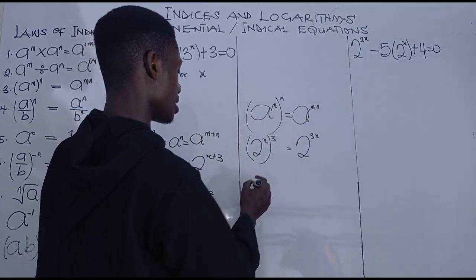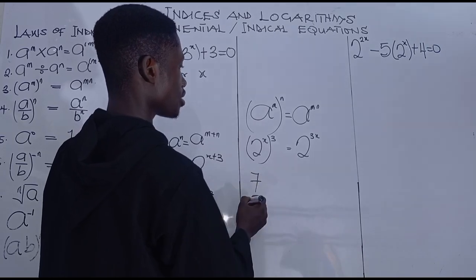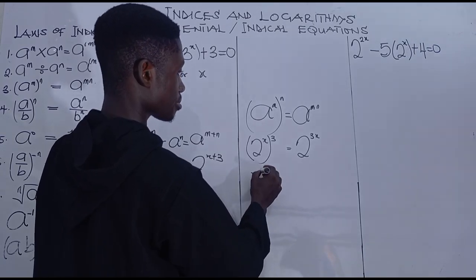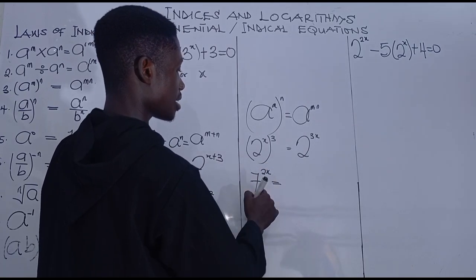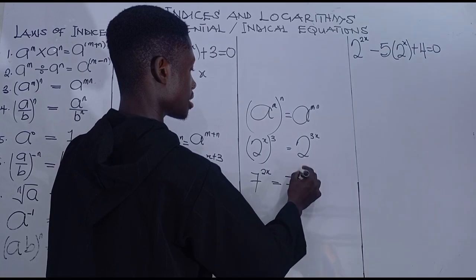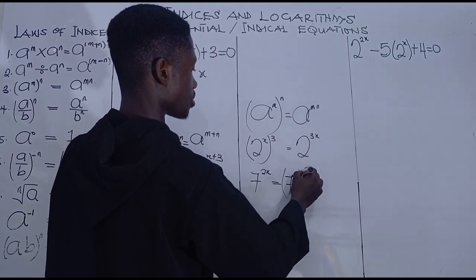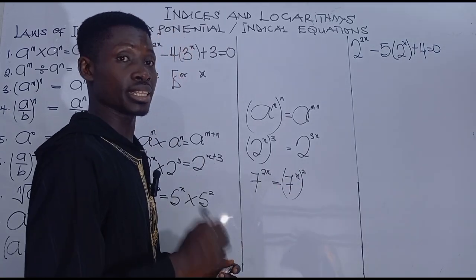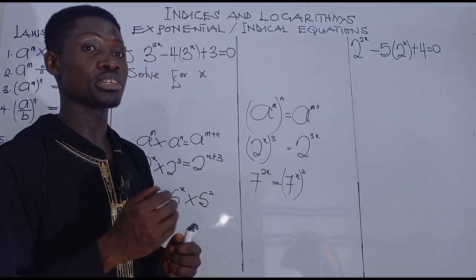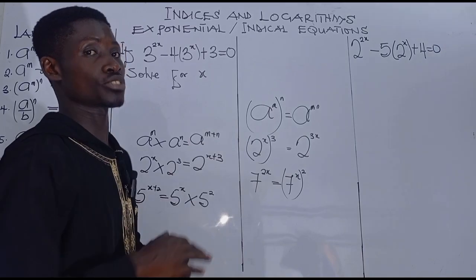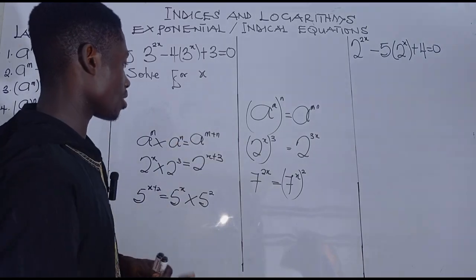Similarly, when you have, let's say, 7 raised to the power 2x, we can write this as 7 raised to the power x, all raised to the power 2, applying the power law. So these are the two laws that we are going to make use of more often in this regard. Now let's solve our examples.